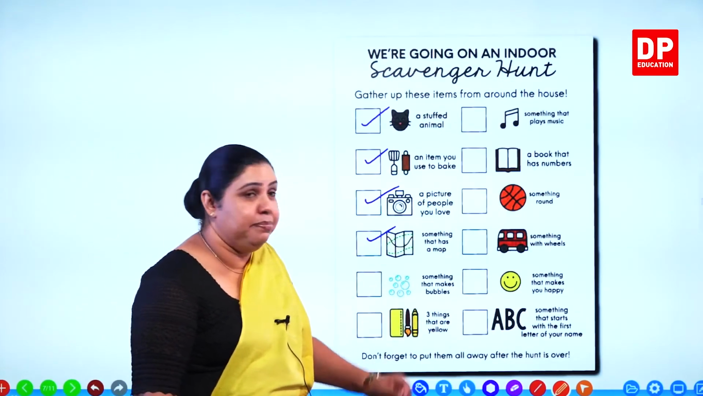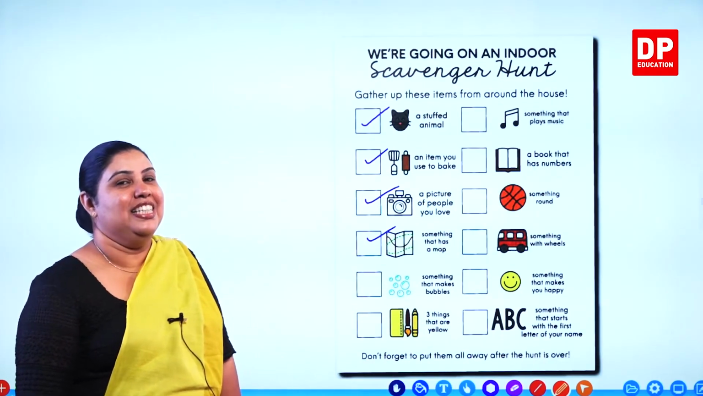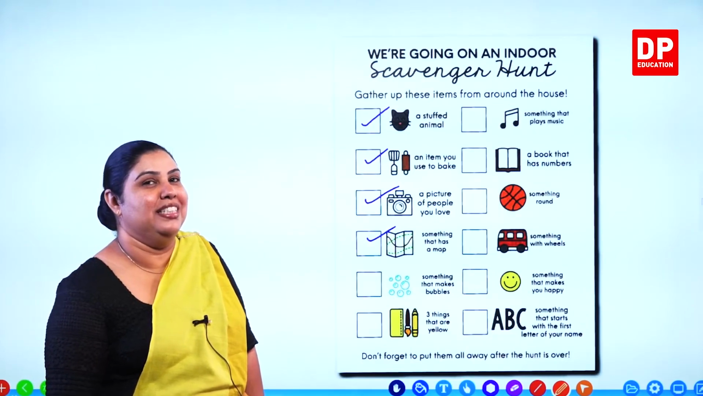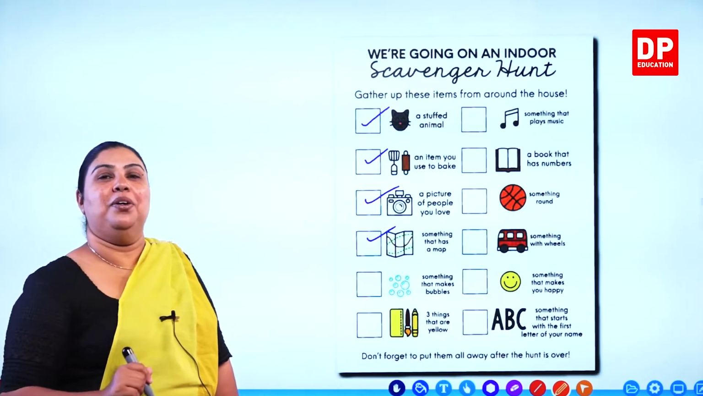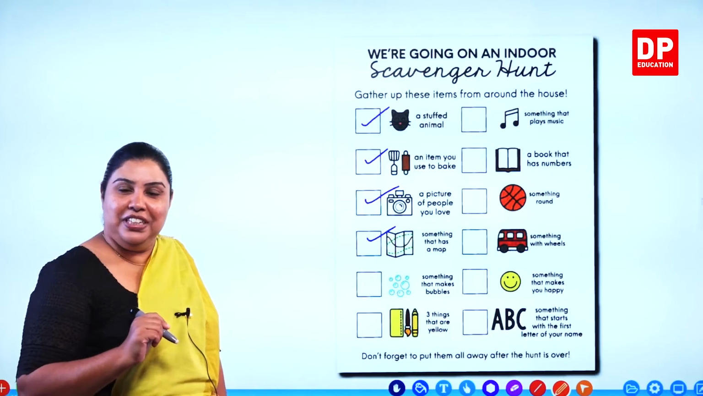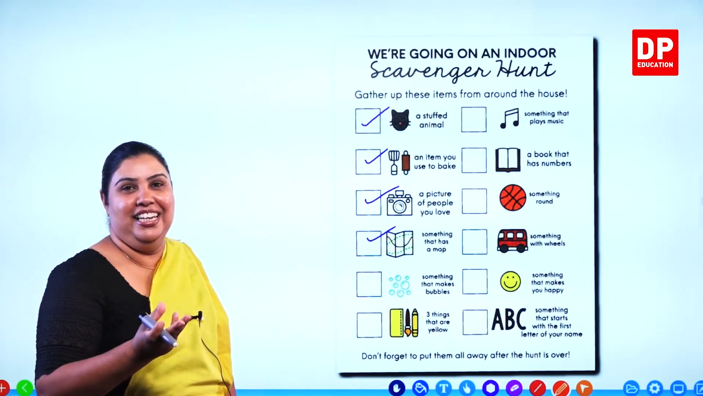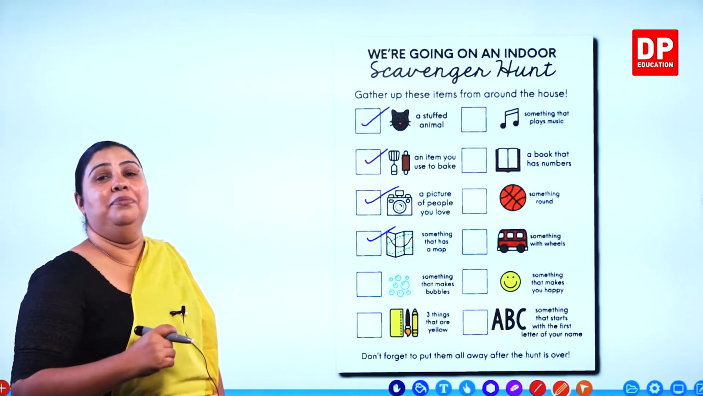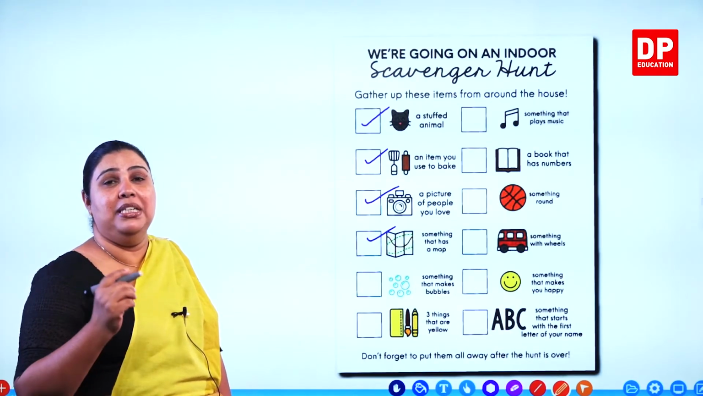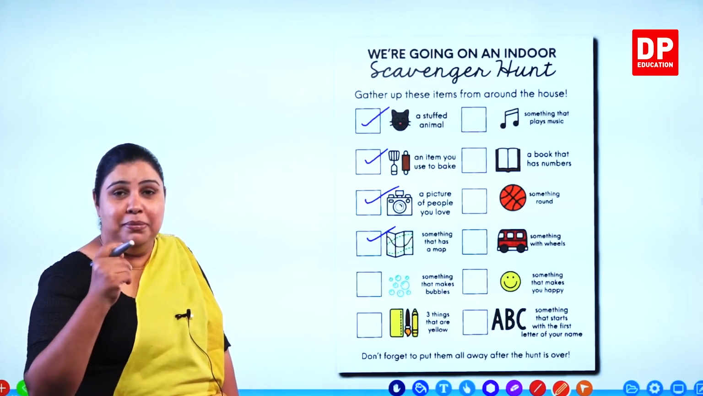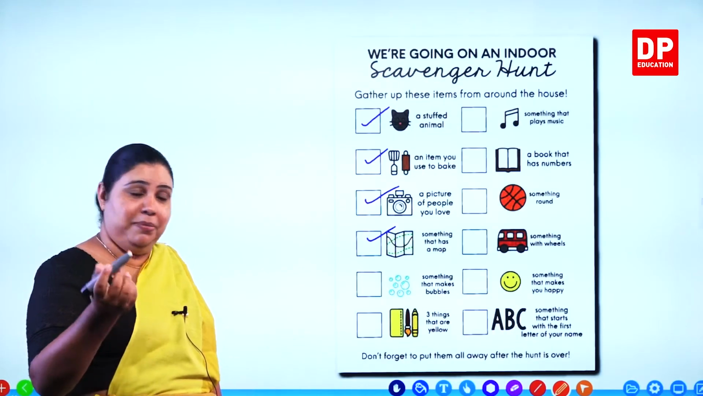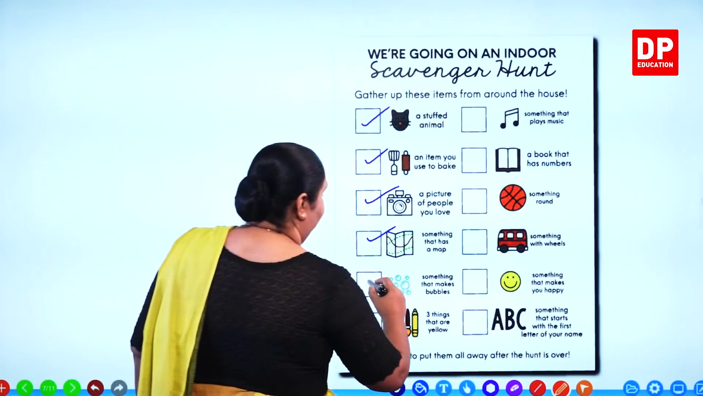Something that makes bubbles. Something that makes bubbles. They bring out bubbles nicely. So you can bring something that makes bubbles you have at home. A bubble making little toys you have. Maybe you can quickly go and bring one of them.